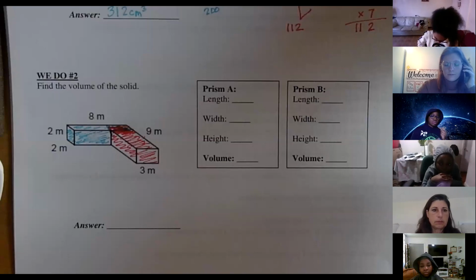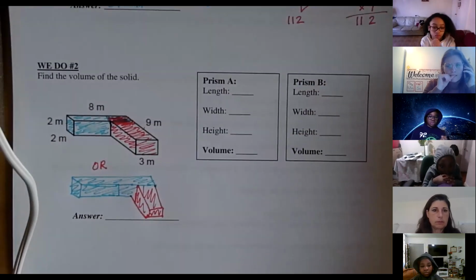Okay, it's not the greatest picture in the world, but you could either split it up the way Bella did it, or you could split it up like this picture here. Either one is fine, but you need to split it up into 2 prisms.